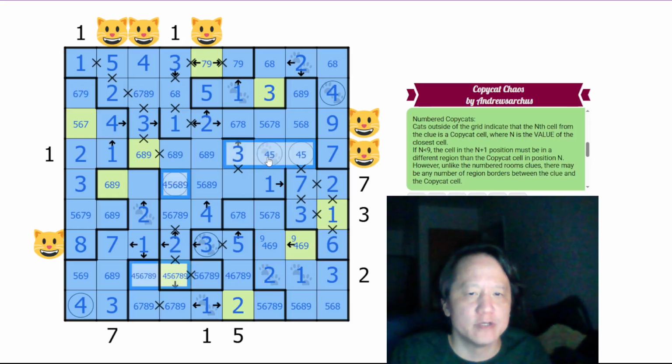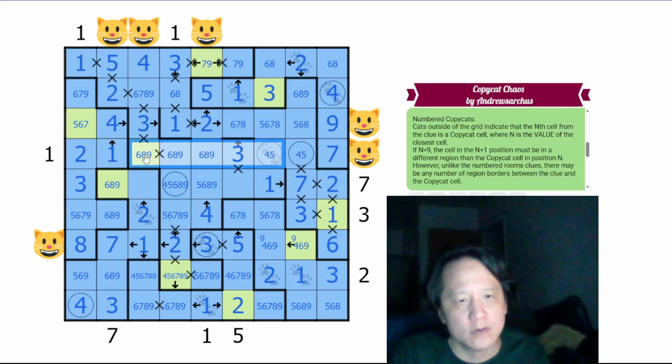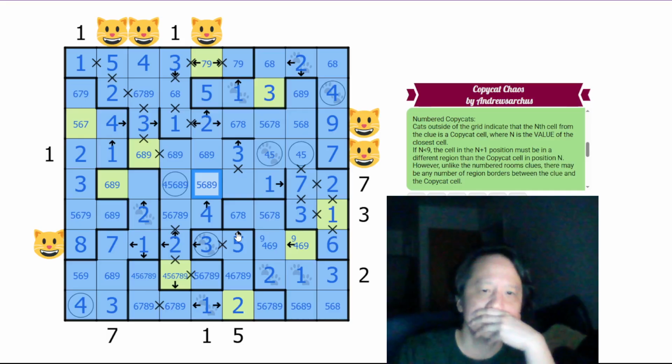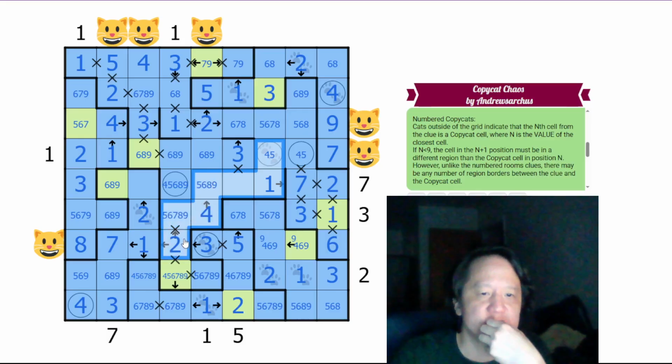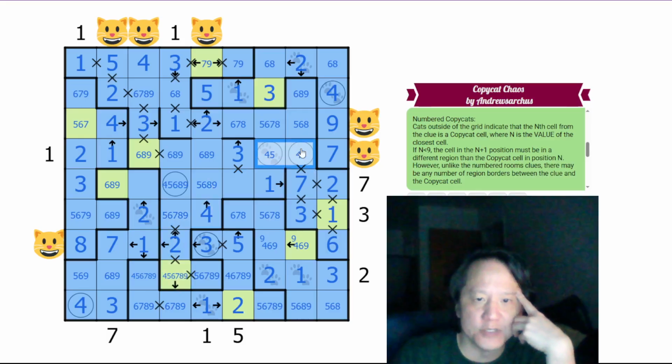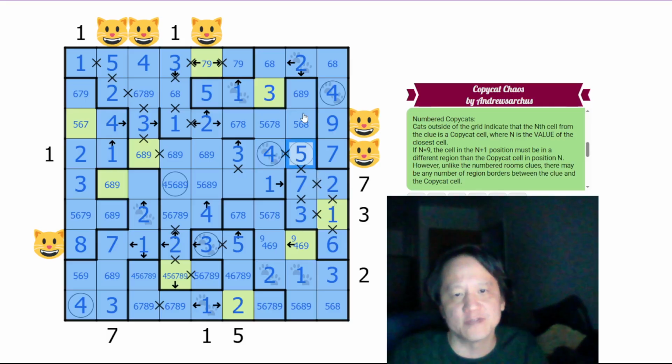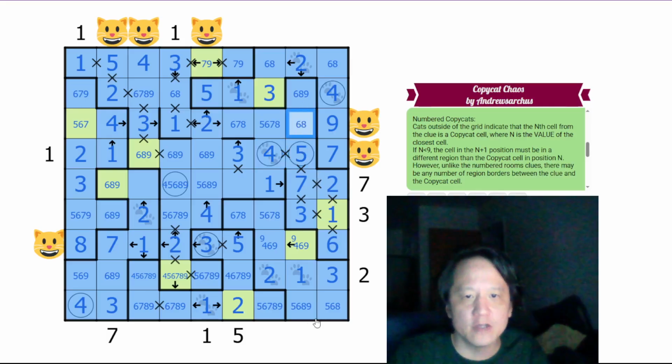How many steps away is this? 1, 2, 3, 4 could go there. But the problem is it would go through a 3, which already is in that region, so that's not possible. 1, 2, 3, 4, 5, 6, 7 is too far. So this must be part of this region here. This is 1, 2, 3, 4 steps away. So this is 4, that's 5. No more 5 here, no more 5 here.